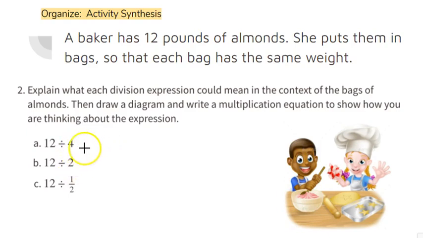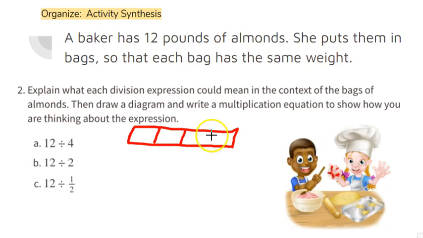Well, here we've got 12 divided by 4, right? So you can think of it as two ways. One, you've got it broken up into 4 bags. How much is in each bag? 3 pounds per bag, right?